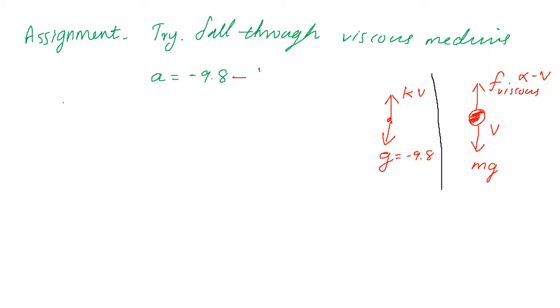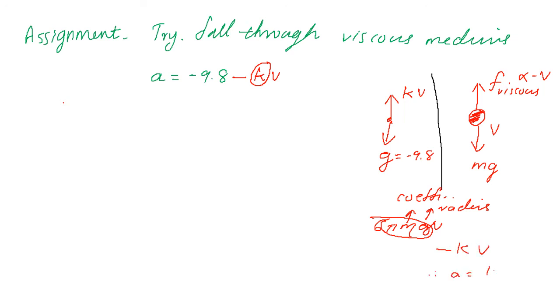There will be a term like kV. The k is a constant. It depends on the medium. For instance, if it is a sphere, then we know that the force is given by 6 pi eta A V, where eta is the coefficient of viscosity and A is the radius, or you might write 6 pi eta R V, where R is the radius of the sphere. All these things are constant. Therefore, I can write the force is equal to minus some constant times V. Therefore, acceleration is also some constant times V. Okay. So this is the idea.